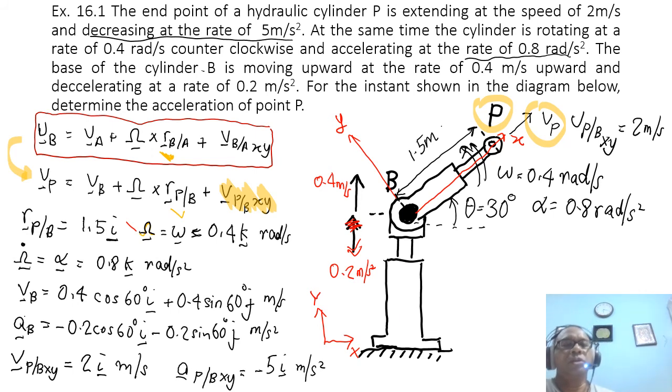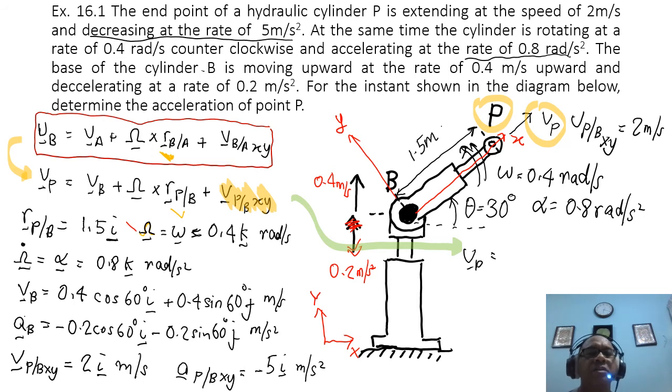Therefore, we just put VP. I'm going to take this equation and write it over here. So VP equals VA. Do I know what VA is? Yes, VA is VB, sorry. VP equals VB. VB, I know what VB is.